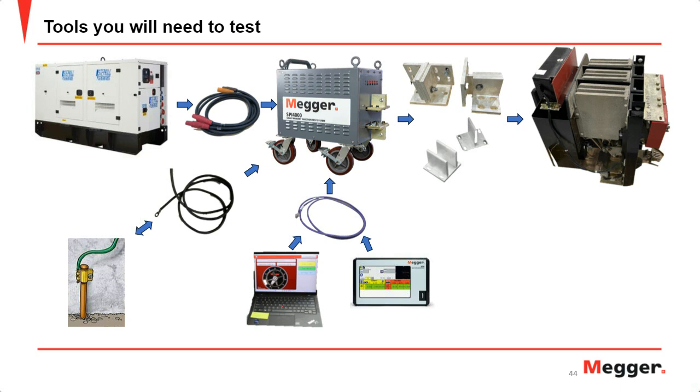a ground cable. You'll also need an interface for you to use when controlling the primary injection test set, whether that's a legacy test set where you're using a PLC controller, whether that's manual control, or whether that's digital control as seen here with the computer. You also need a method of connecting to the breaker, whether that's bus bar connections or cable connections, and then the breaker itself.